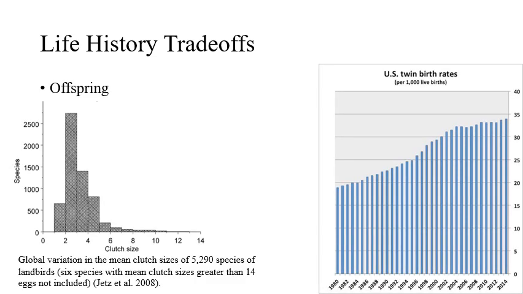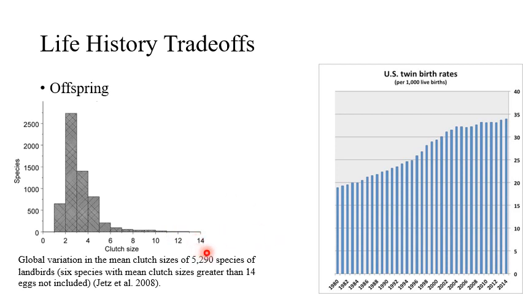So if you think about it, the number of offspring that an organism produces is one that we talked about quite a bit. This is the R versus the K strategist, right? You can either have a lot of offspring and very few survive, or you can have a few offspring and most of them survive. To give you an idea, this is data from birds, right?